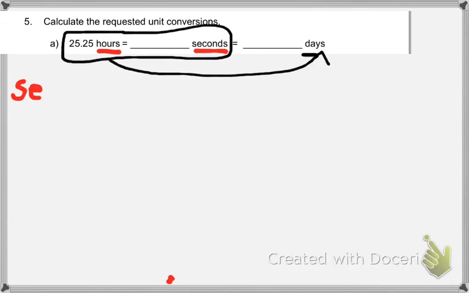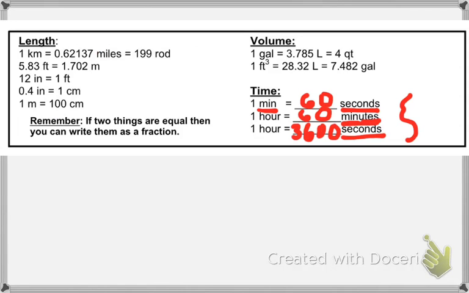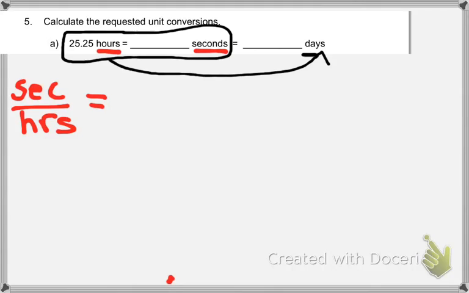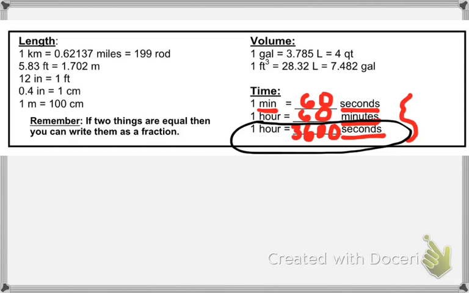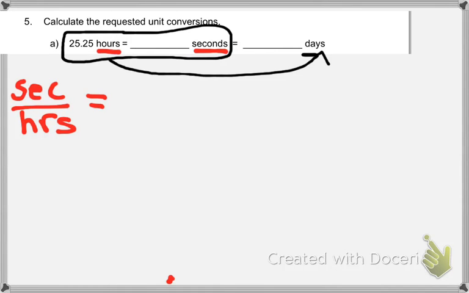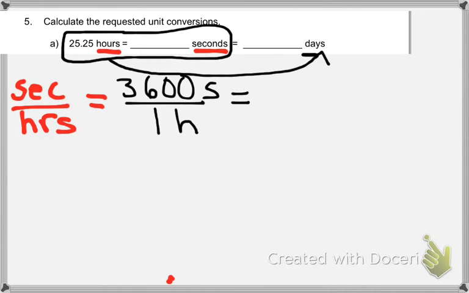Let's write down the words of what we're going to put on top and what we're going to put on bottom. Our ratio rule of seconds compared with hours is, what did I put on top here? Seconds. So 3,600 seconds is equal to 1 hour. So we're going to write 3,600 seconds is equal to 1 hour. Put your seconds and your hours units there just to make sure we keep the same units on top and the same units on the bottom.